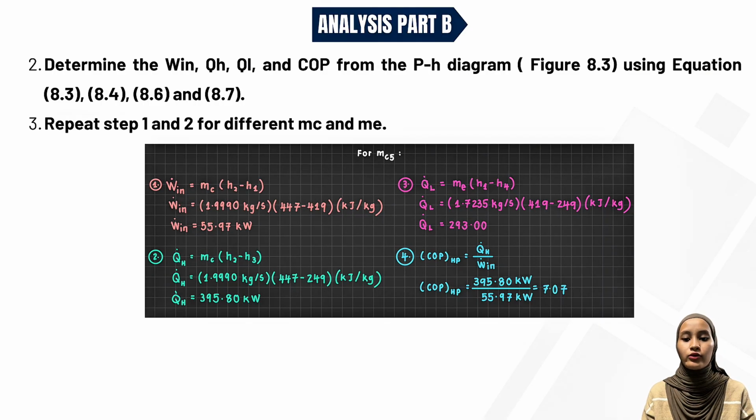For MC5, W in dot is equal to 55.97 kilowatt, QH dot is equal to 395.80 kilowatt, QL dot is equal to 293 kilowatt, and COP is equal to 7.07.